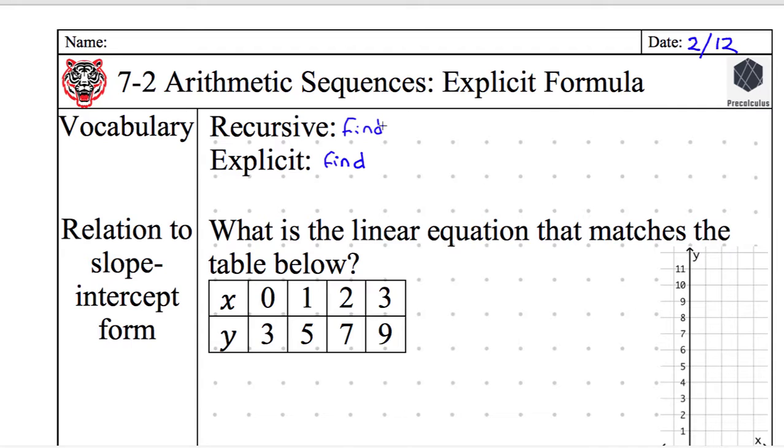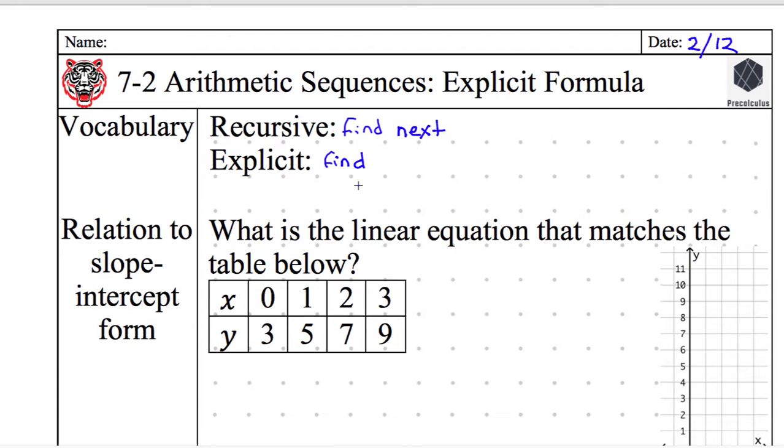Nope. Next. Recursive means you can only find the next value. You have to find the next, then the next, then the next. Both of these are finding a list, so that's not helping us. So find the next. Write it down in your notes.